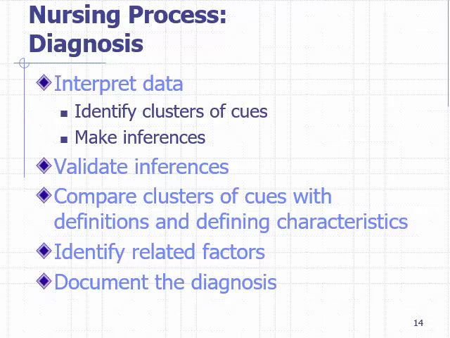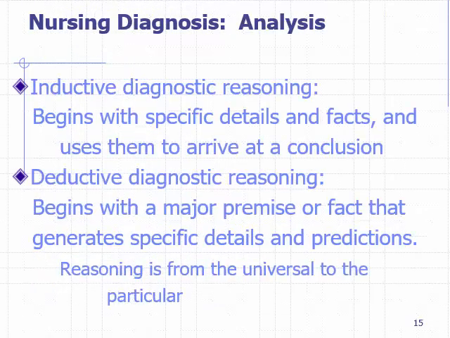And it allows us to document the validity of the nursing diagnosis that was chosen. So to identify a nursing diagnosis from clusters of data, once you've gotten all of your data, the nurse applies analysis or the use of reasoning to determine which nursing diagnosis the patients have. Now there's two types of reasoning that the nurse can use.